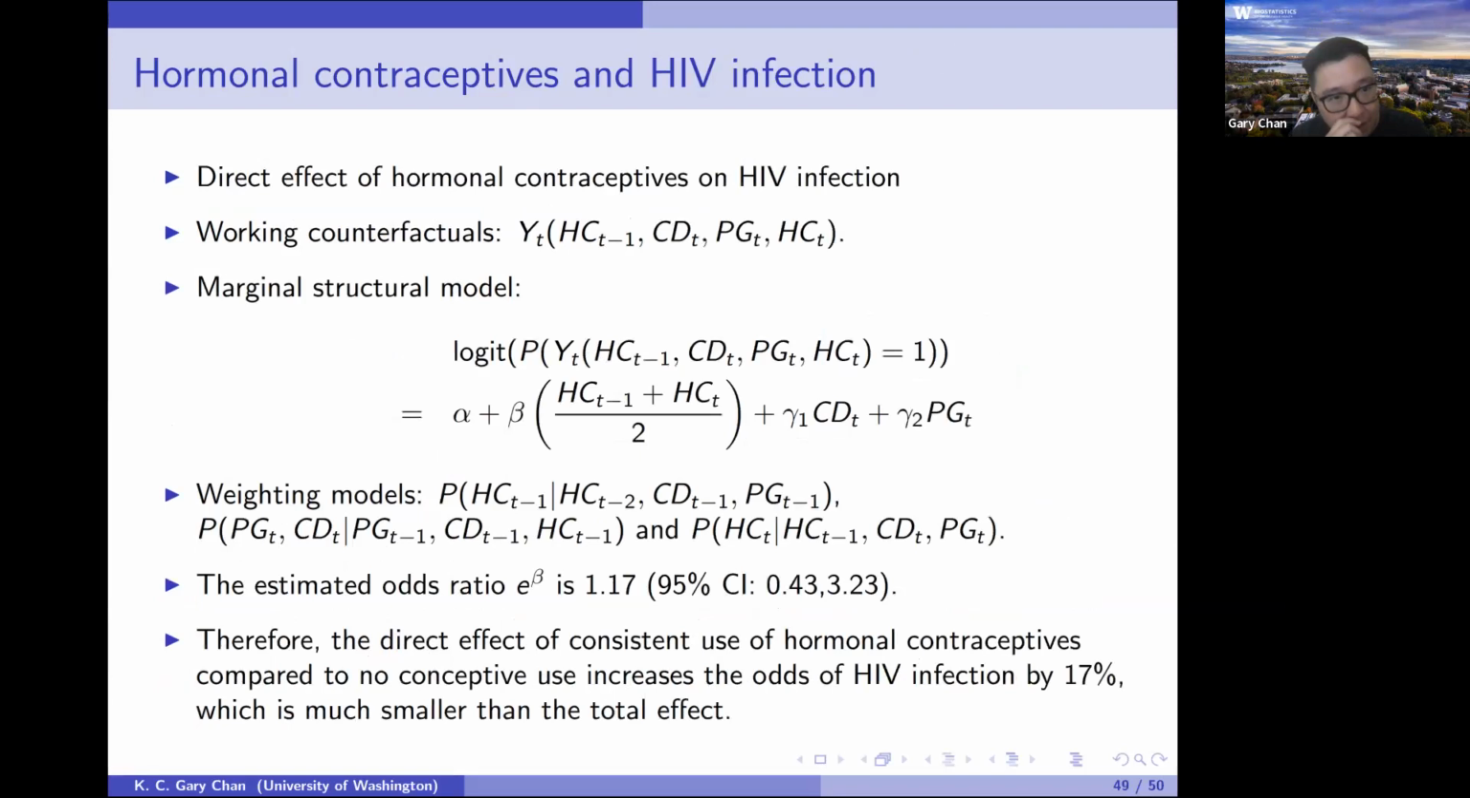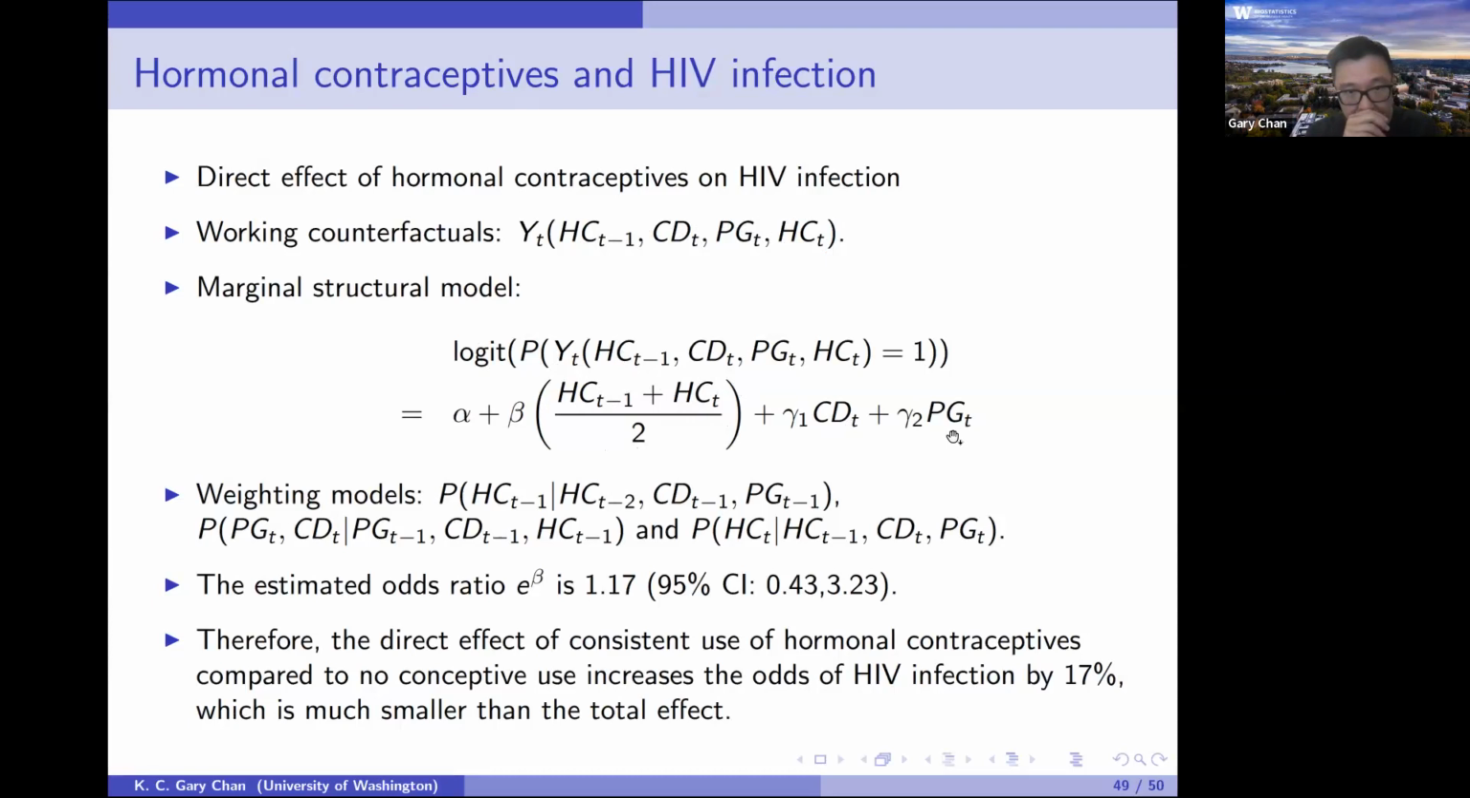So if we look at the direct effects, then it's more complicated because the working counterfactuals now involve four things. You have hormonal contraceptive use, but you also have condom use and pregnancy, because you want to actually fix your pregnancy at a certain level. And we consider this marginal structural model that has the average exposure as the combined exposure, and then condom use and also pregnancy.